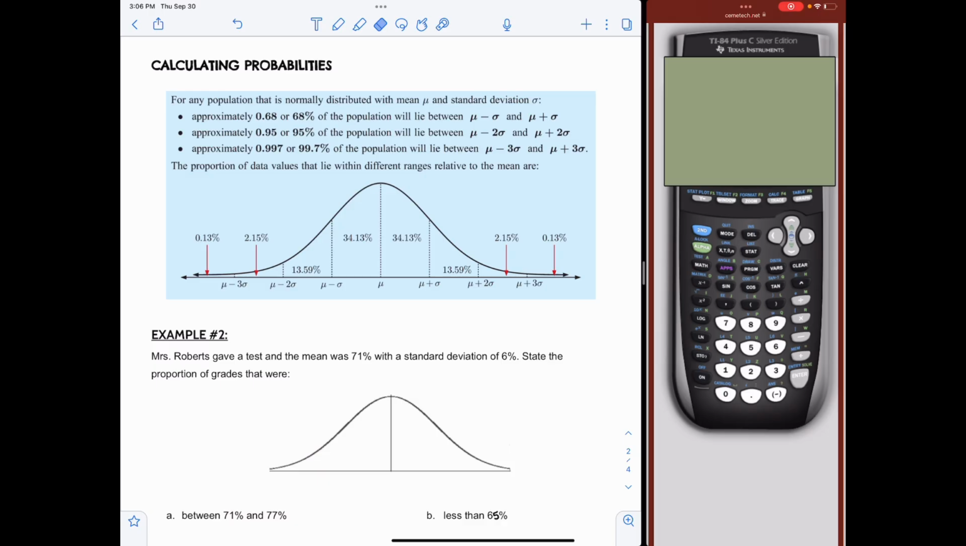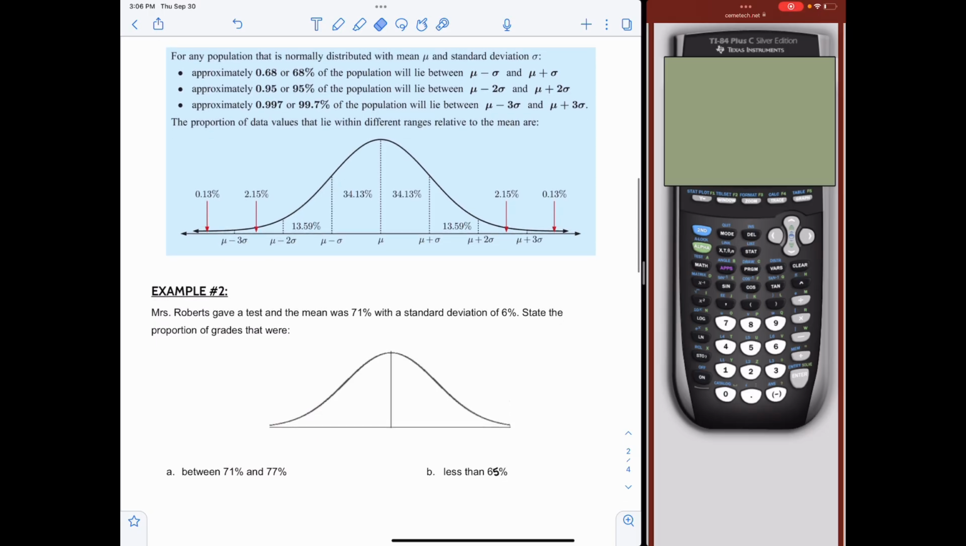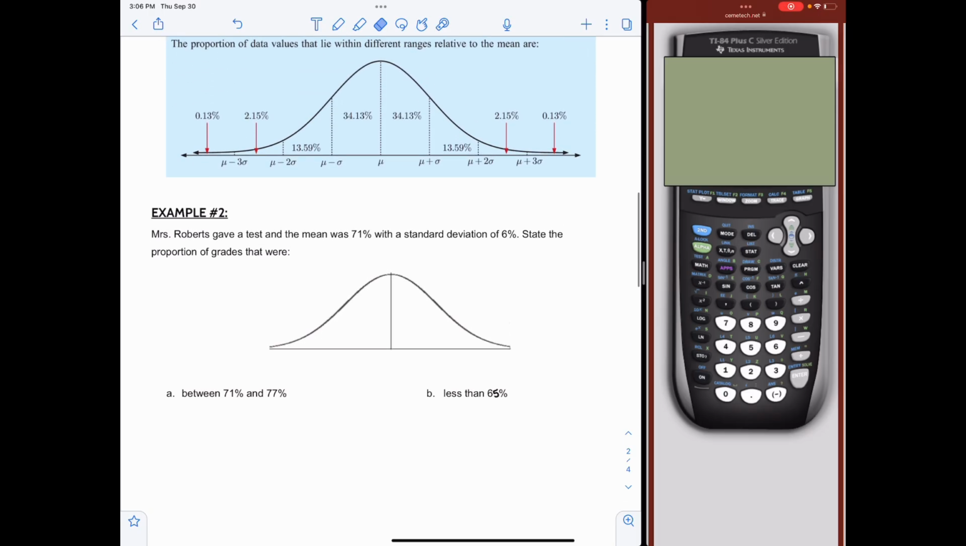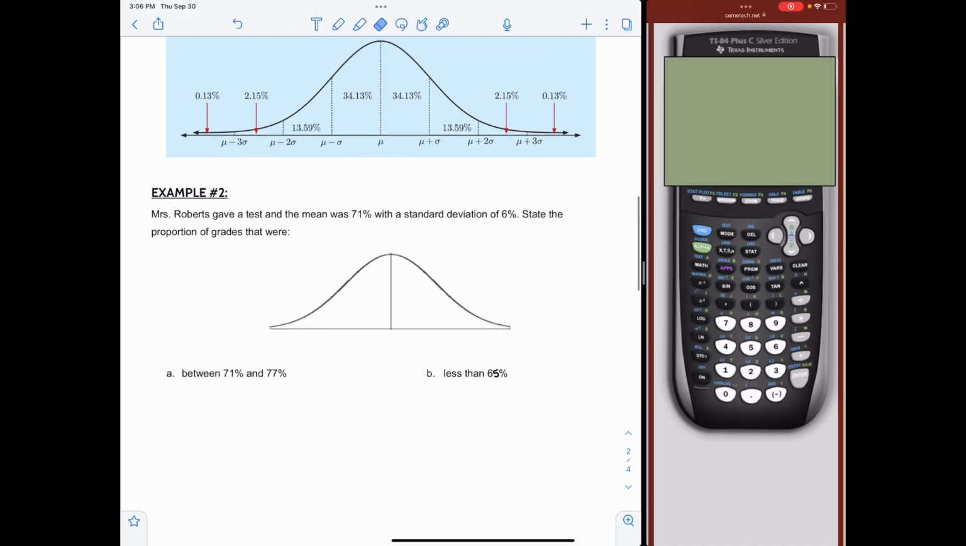So let's look at example number 2. It says, Mrs. Roberts gave a test and the mean was 71% with a standard deviation of 6. State the proportion of the grades that were between 71 and 77%. And we want to also state the proportions that were less than 65%. So the first thing we want to do is we want to draw our sketch.